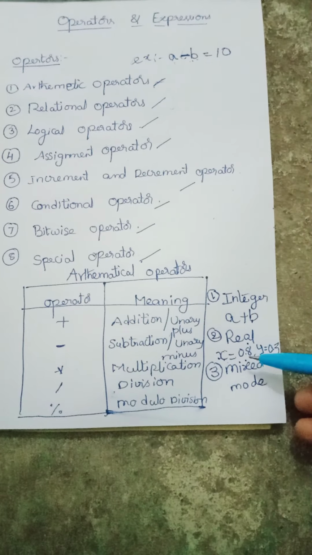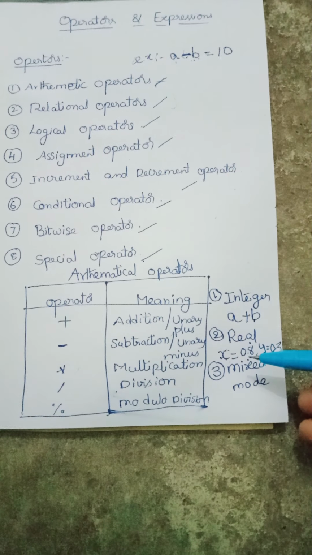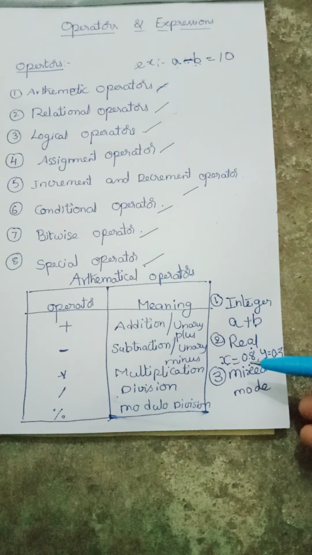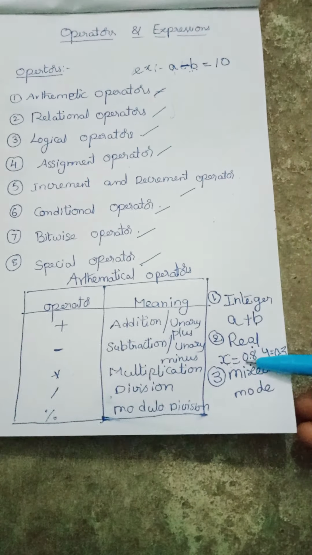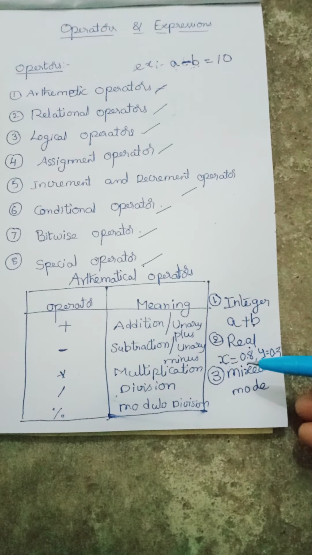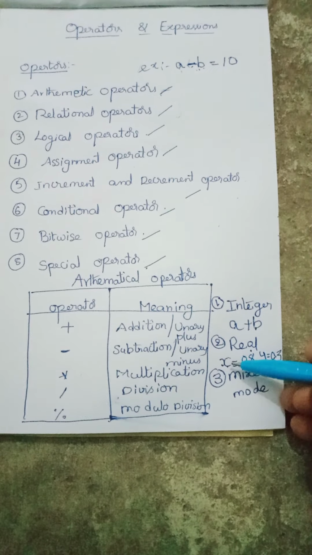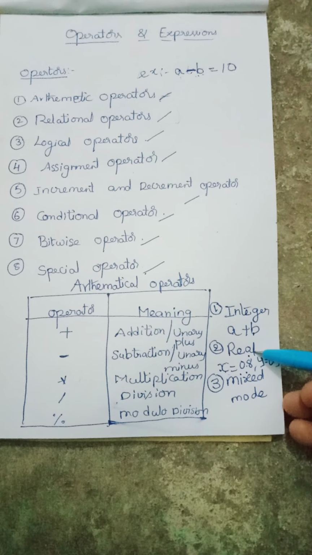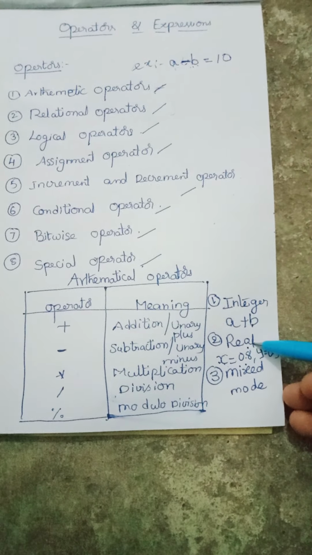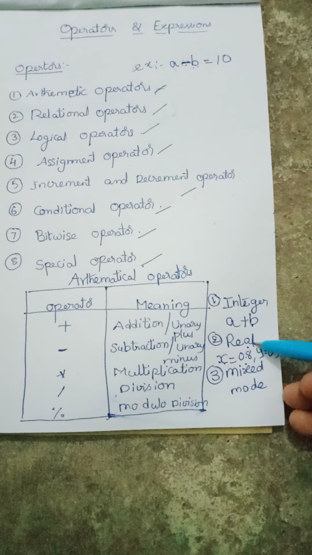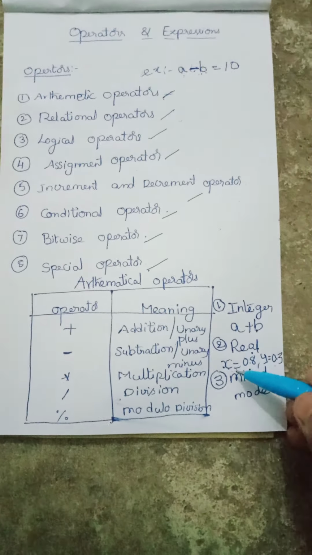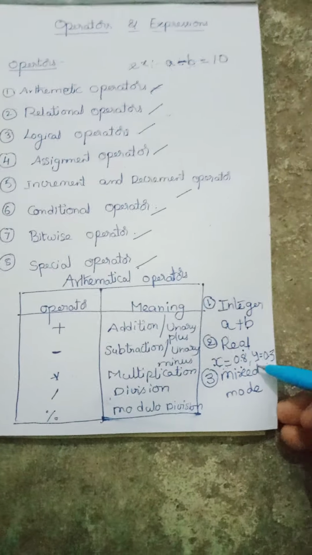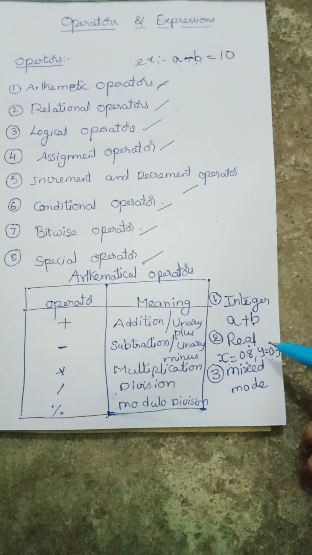Since floating point values are rounded to the number of significant digits permissible, the final value is an approximation of the correct results. Here, what is meant by real arithmetic? An arithmetic operation involving only real operands. See here, x and y are real operands. Only real operands is called real arithmetic.